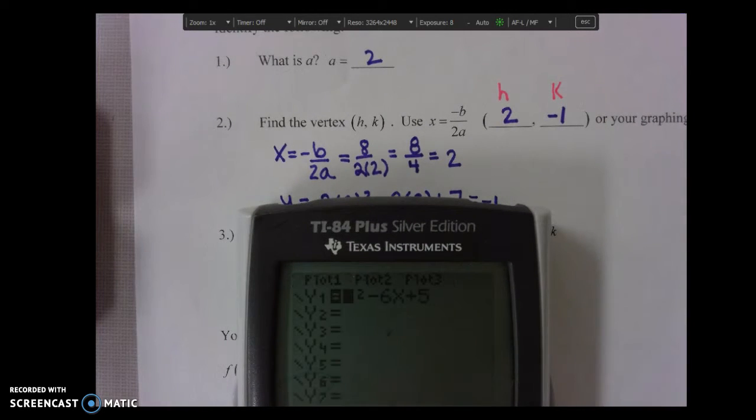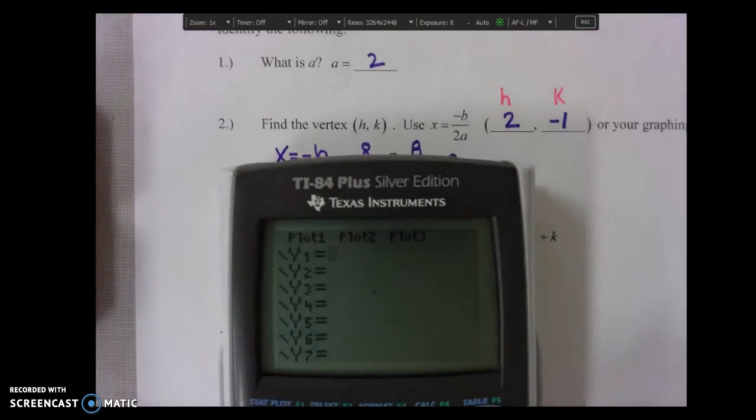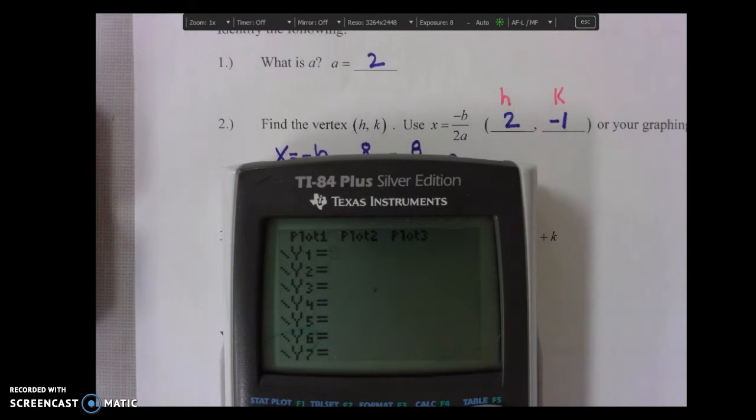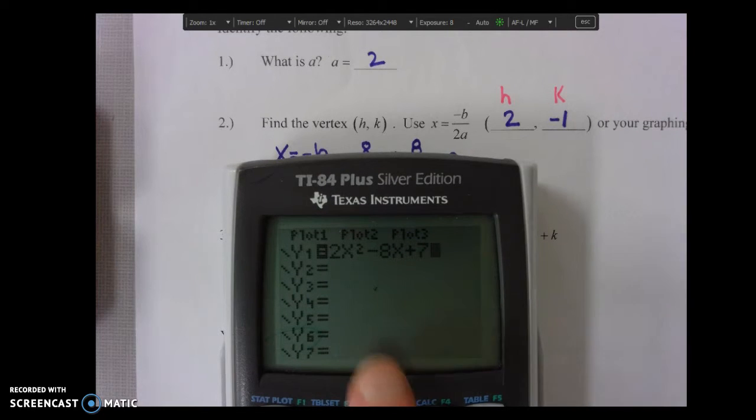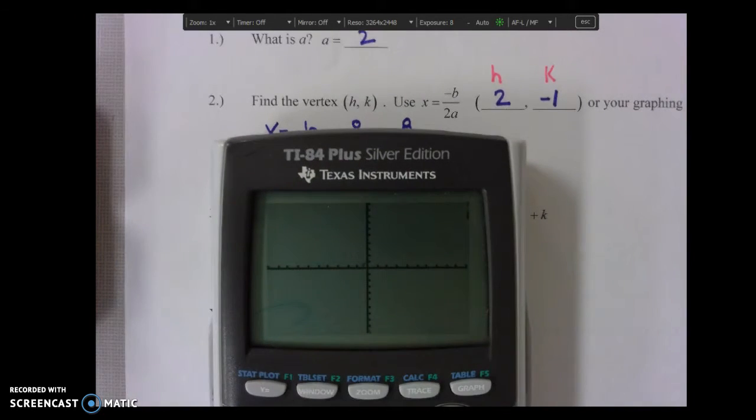Now, I like to double check myself. So I'm going to use my calculator. I'm going to go to the y equals screen. I'm going to put this in as well, just to do a quick check. I graph it so I can see what it looks like. Concave up. Is my vertex a max or a min? Anyone? Anyone awake? Min. Second trace.